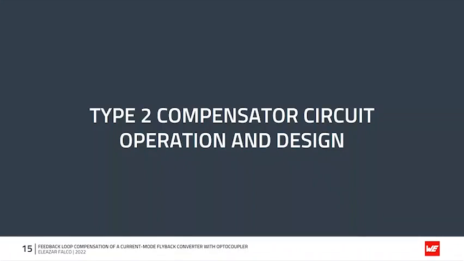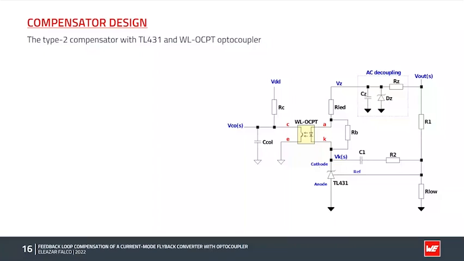Let us see now how to implement a type 2 compensator circuit for our converter. Here we see a typical implementation of a type 2 compensator with a TL431 voltage reference device and a WL OCPT optocoupler. We can see the resistor divider R1 and R low, which for DC, they set the output voltage. And we see that the divider node is connected to the reference terminal of the TL431.